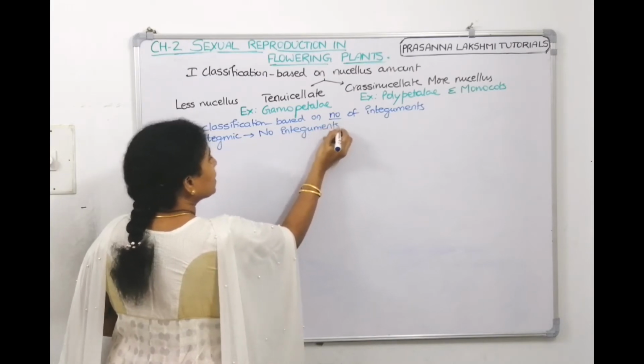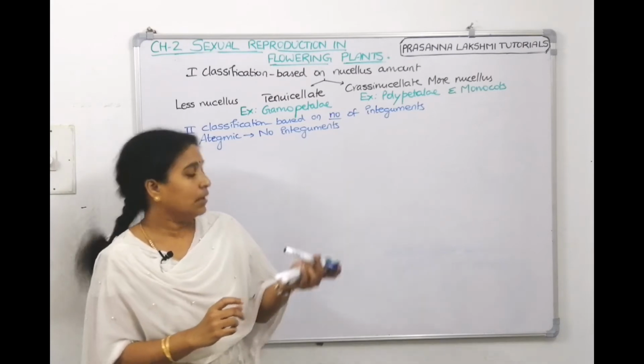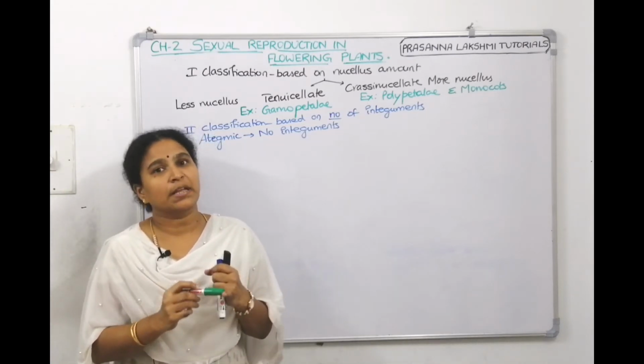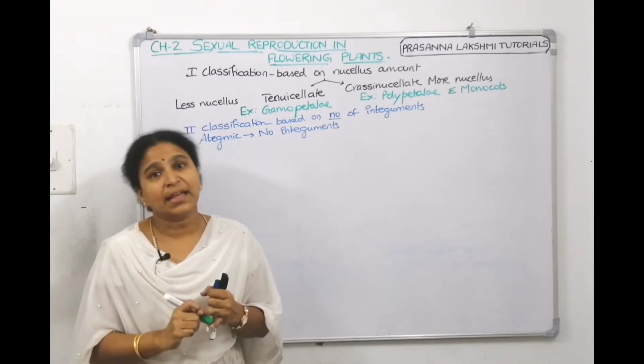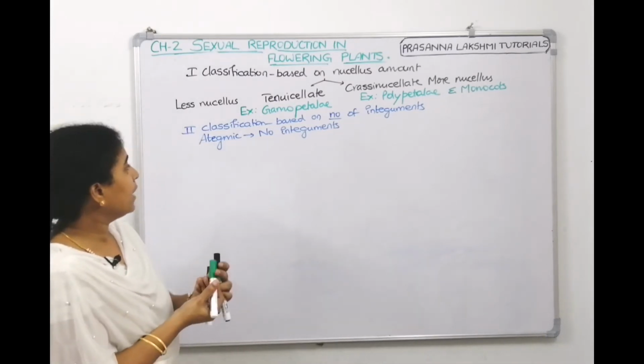No integument means the nucellus is naked. Examples for the ategmic condition: Loranthus is one example, Sandalwood, Santalum, is another example, and Balanophora is another example. Let us write down ategmic.